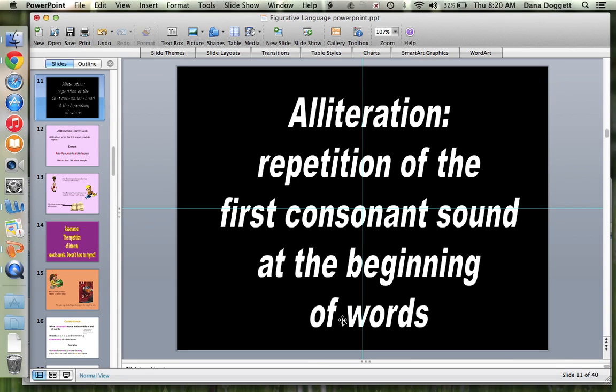All right, next up we have alliteration. Alliteration is the repetition of the first consonant sound at the beginning of words. Sometimes we think it's the repetition of the same letter, and sometimes it can be, but it's more focusing on the first sound. So don't worry if not all the words start with the same letter. It still could be alliteration.